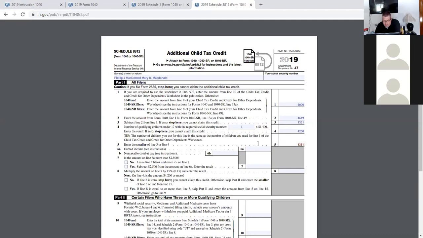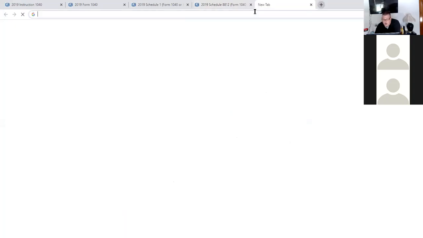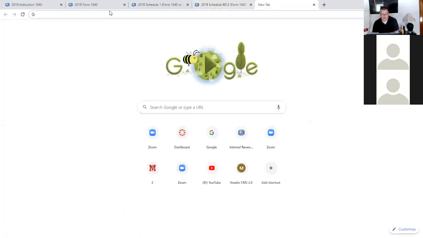Earned income for 6A. We're going to have to see the instructions here for Schedule 8812 about what they mean for earned income. So let's go back to the IRS website.